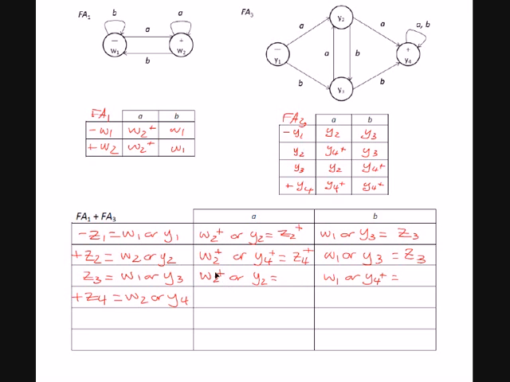Let's check, do we have these states? W2 or Y2? W2 or Y2 I do already have, that's Z2, which is a final state. W1 or Y4? W1 or Y4 I do not yet have. So that's going to be a new state, which will be state Z5, which is our next Z state. And because Y4 is an end state, this will also be an end state. So there's Z5, which is an end state, and it's going to be W1 or Y4.